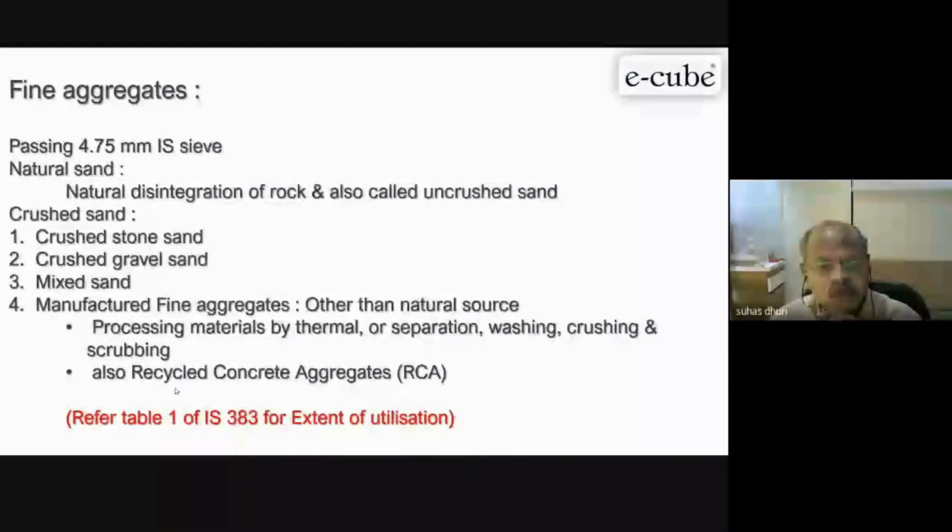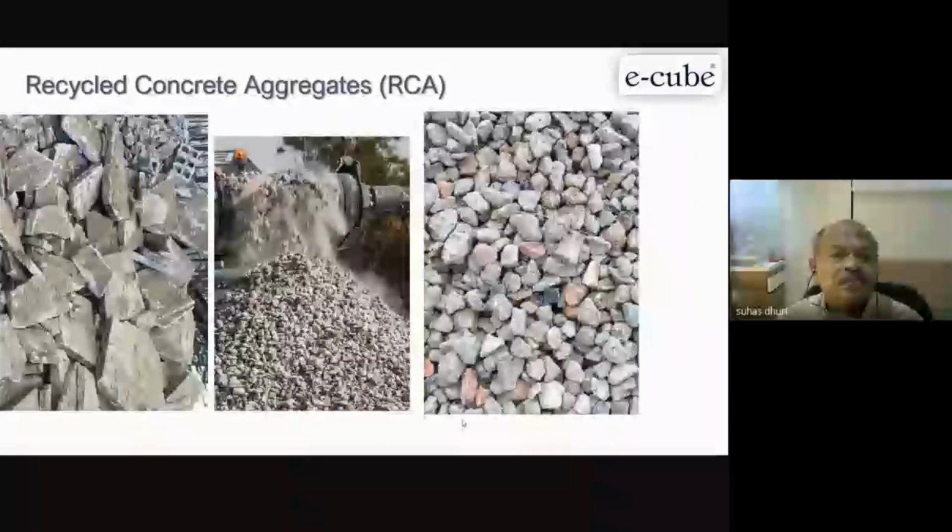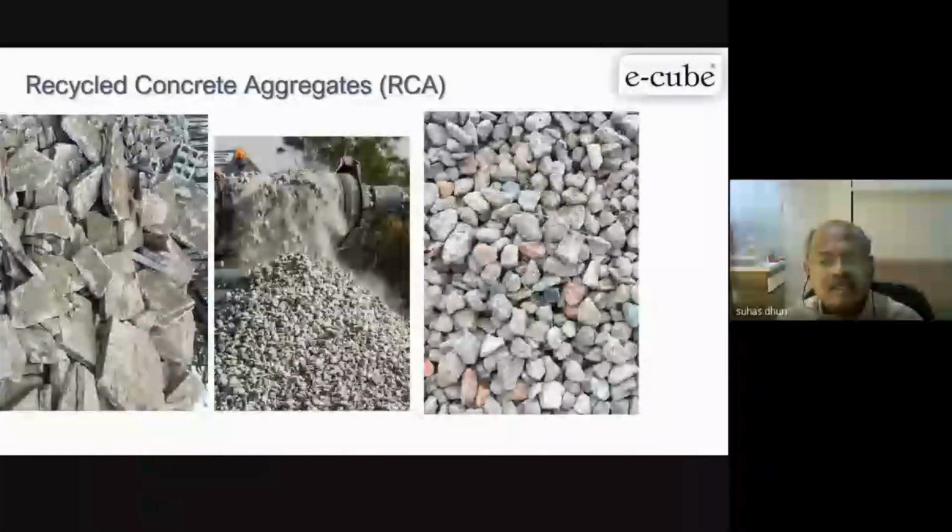Now, how to use those manufactured aggregates is given in Table 1 of IS 383. We will not discuss this, I'll just show you the table. You can go through the table. See, this is recycled aggregate. You get the waste from the industry, waste material, crush it, and you get aggregate like this.